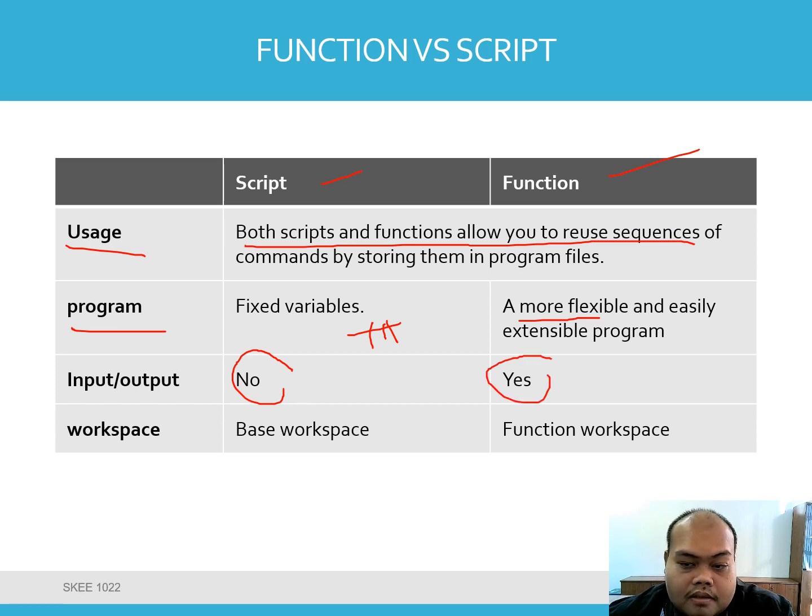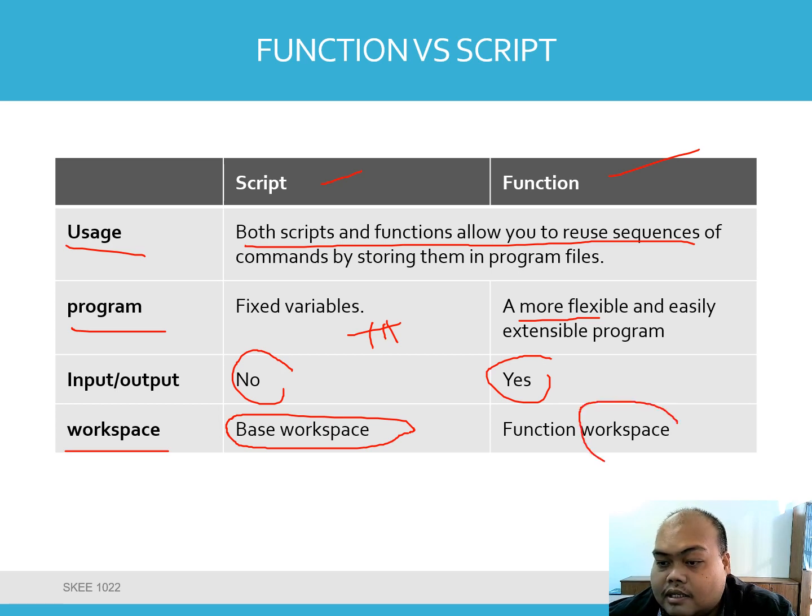For workspace, for script you save all the data in the base workspace, basically the main workspace. But for function, you will not see the data in the workspace. It will save your function data inside the function workspace. So you cannot view the data inside the function.